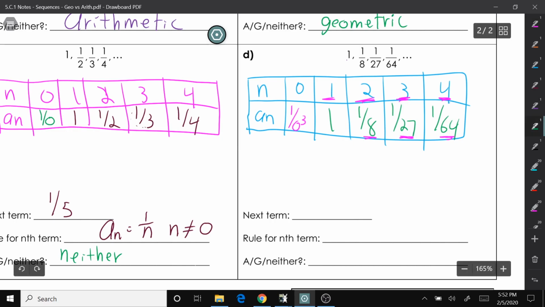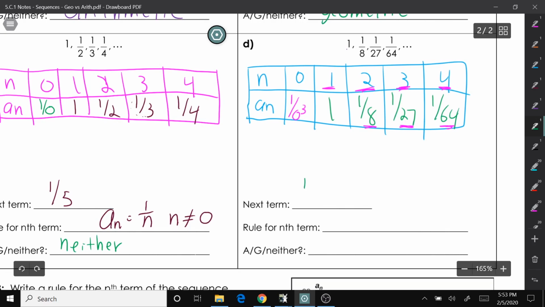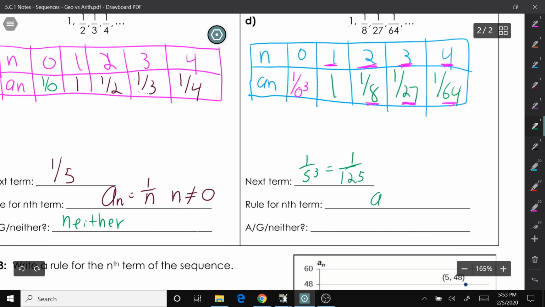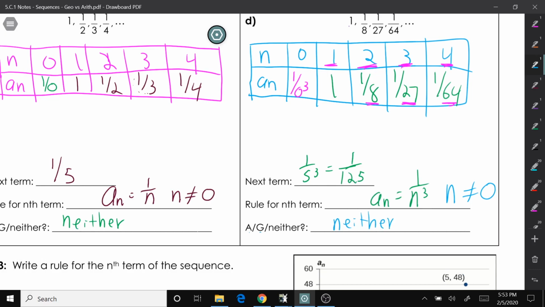So then our next term should be 1 over 5 to the third, or 1 over 125. Then the rule, that would be a(n) equals 1 over n to the third power, but just like the last one, n cannot equal 0. And this is not arithmetic, it's not geometric, it's neither, because we're not adding or subtracting the same value each time. That's what makes it neither.